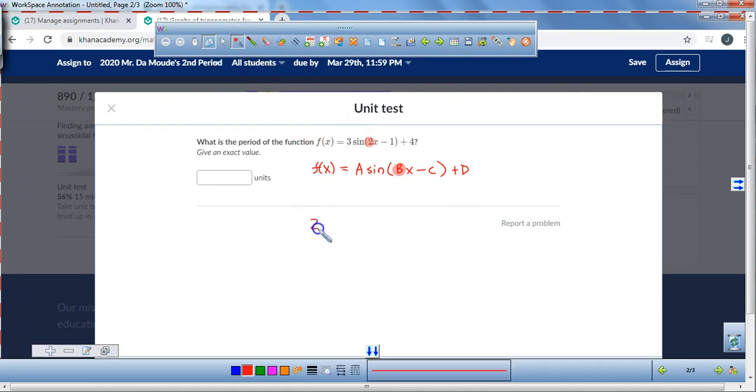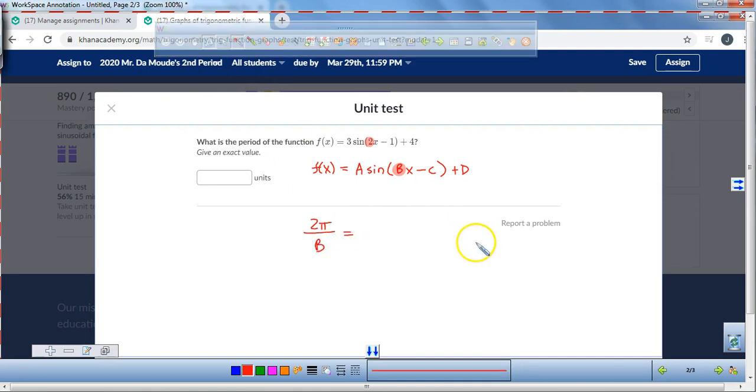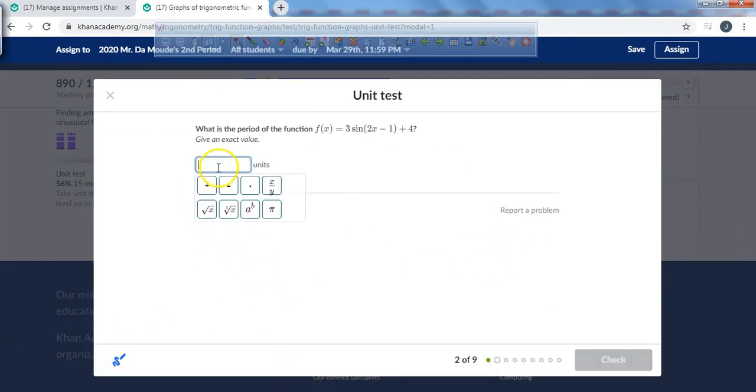We know that 2 pi divided by b is equal to the length of the period. Our b value happens to be 2. So 2 pi over b will always equal the length of the period. So we're doing 2 pi over the number 2. These 2's cancel out, and it looks like our period is simply going to be pi units long. And that's what we're going to type in. It just says give an exact answer. So I'm going to go over here, give an exact answer, type in pi, and we're done.